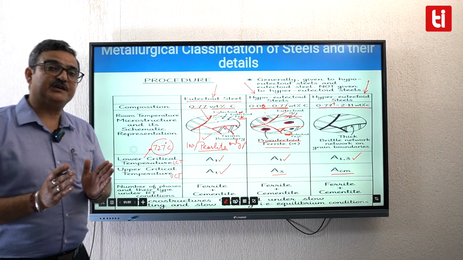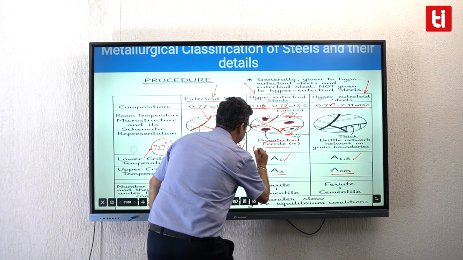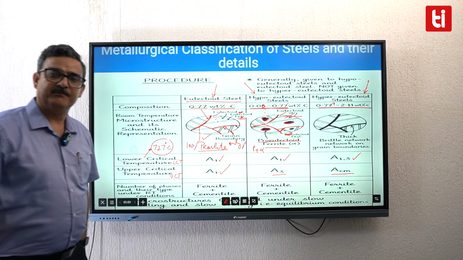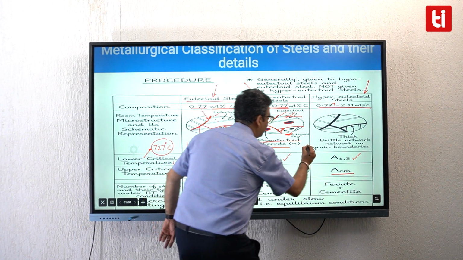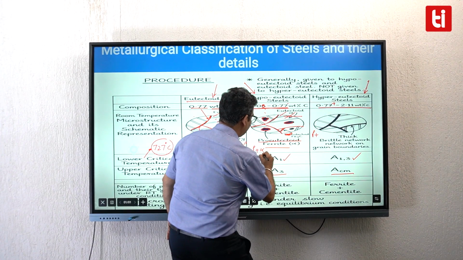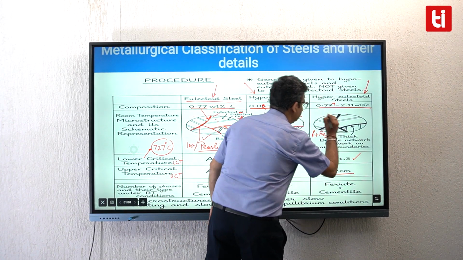So for hypoeutectoid steels, the room temperature microstructure is pearlite plus pro-eutectoid ferrite. And what would it be for the hypereutectoid steels? Pearlite, but here instead of pro-eutectoid ferrite we will have pro-eutectoid cementite.